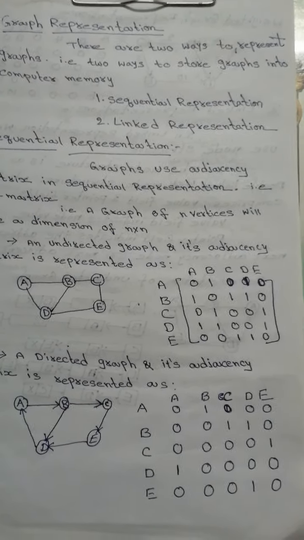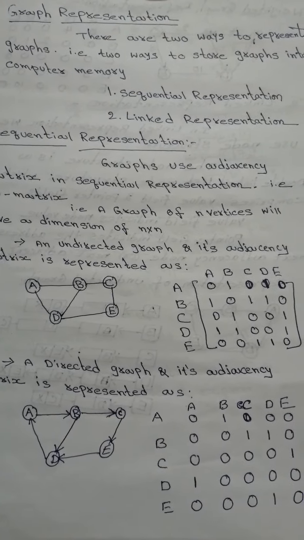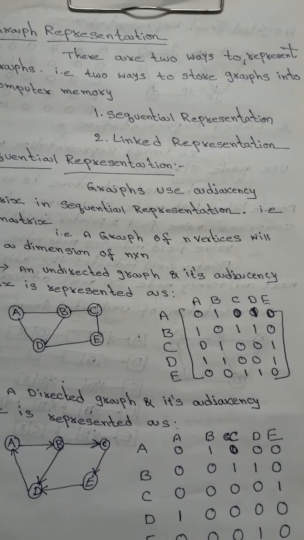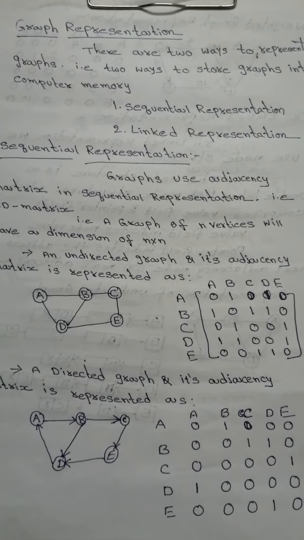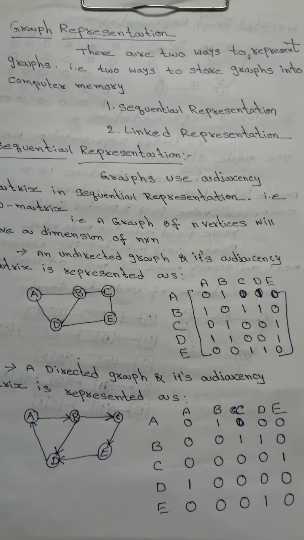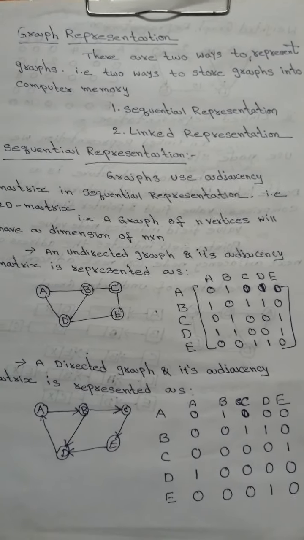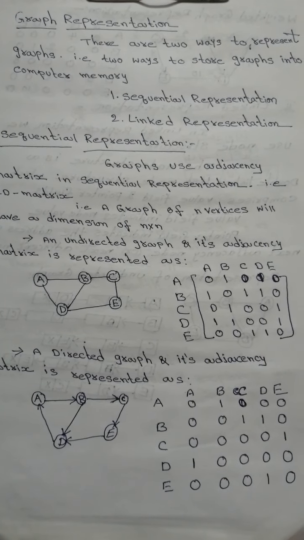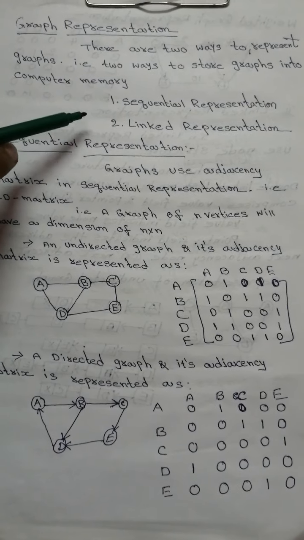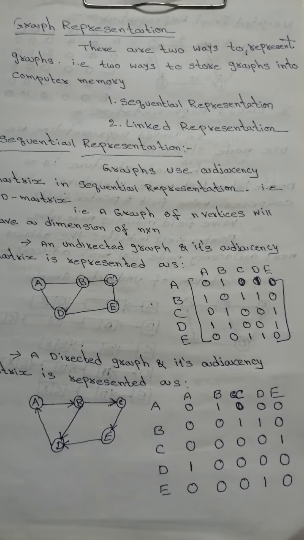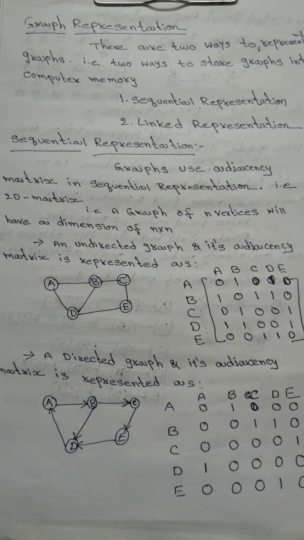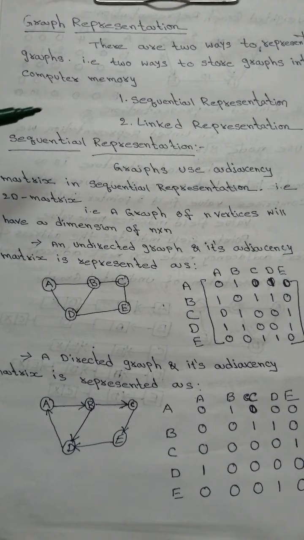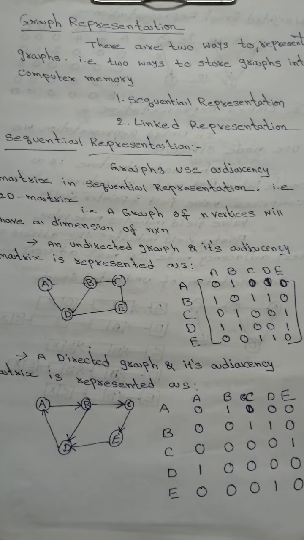As we said, a graph is a data structure. Whenever we explain trees, for example, we use a node data structure for trees, and similarly we can use arrays to represent trees. Similarly here, graphs can be represented in two ways: sequential representation and linked representation. Sequential representation is nothing but array representation. Linked representation is nothing but linked list representation.